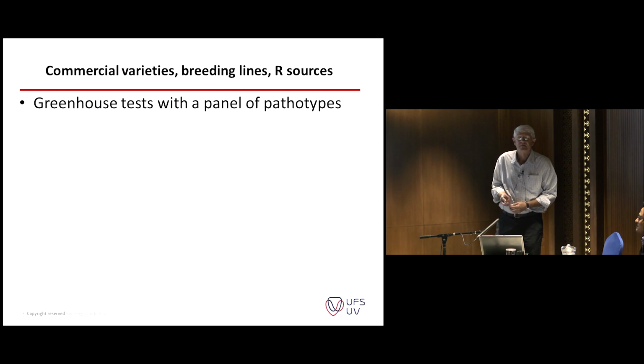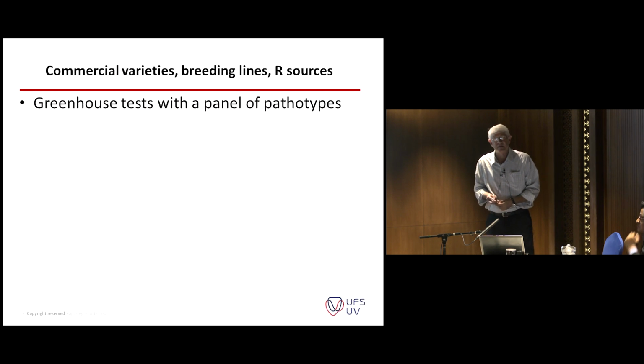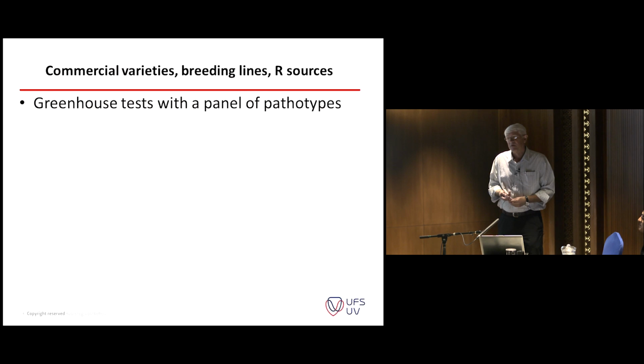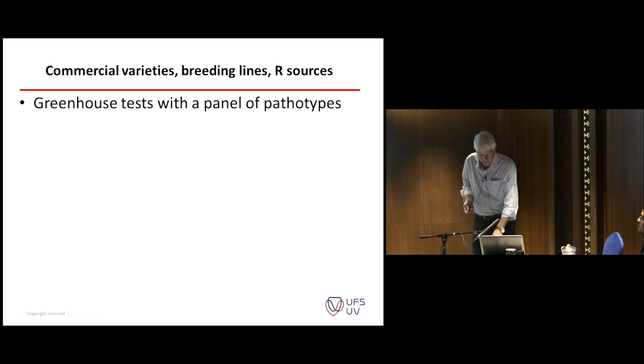So the wheat industry in South Africa funds me to do all the testing of commercial varieties as well as advanced breeding lines for all the breeding companies. I'm not a breeder myself, so they like the fact that I'm neutral and they can send it to me and I will do an unbiased screen in the greenhouse, do multi-pathotype testing with all 3 rusts, and I also do a field assessment.